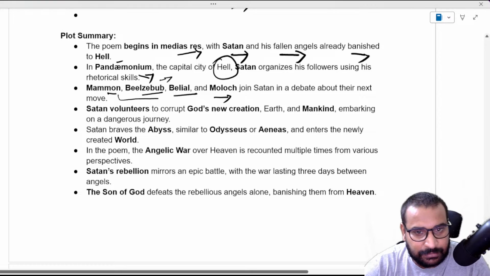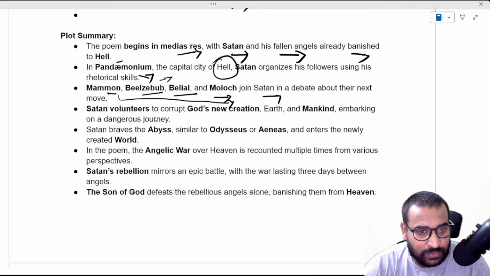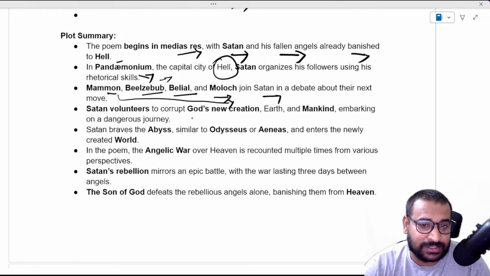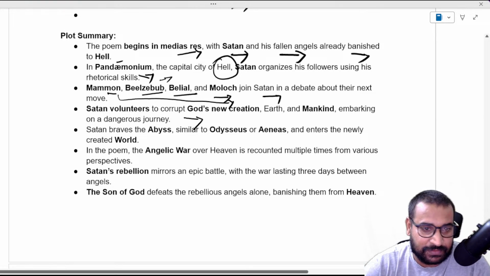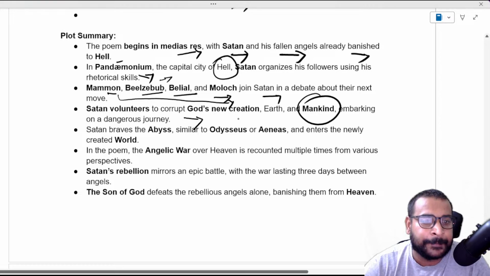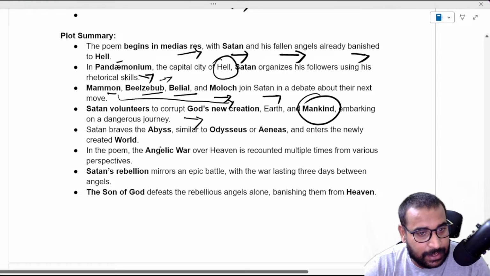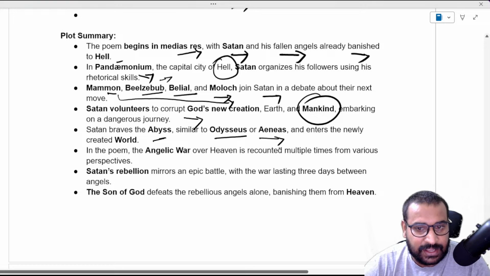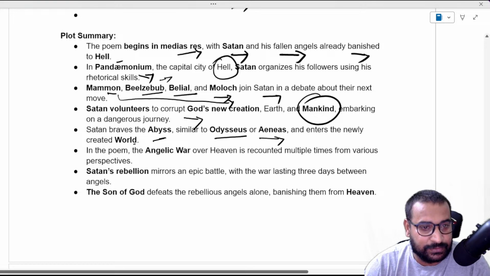And the other fallen angels are there: Mammon, Beelzebub, Belial, and Moloch. These are all names that you should know. They all join Satan to debate the next move. Then Satan volunteers what? To go to earth and see God's creation, and then his plan is to corrupt that creation, which is of course mankind, right? And Satan braves the abyss, remember, similar to Odysseus and Aeneas, and enters the newly created world.